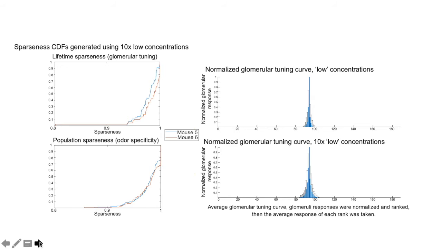Finally, we created average glomerular tuning by normalizing and ranking glomerular responses, then taking the average of each rank. These show that the response curve of glomeruli on average is very narrow, in both our low concentration odor set and one that is 10 times higher. Overall, this shows that glomeruli and OSNs are highly sensitive and very narrowly tuned to their best odorants, especially in such low concentration regimes.